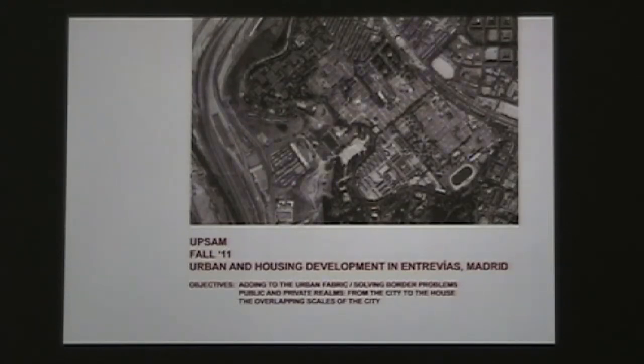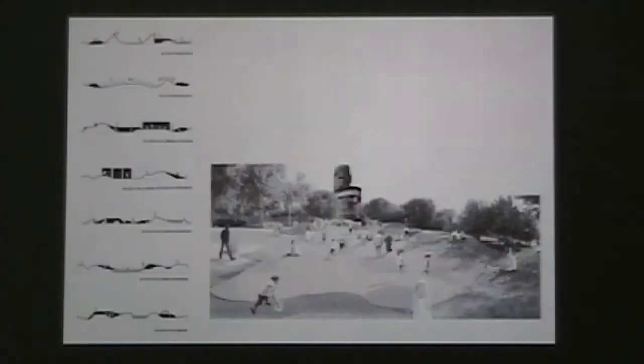doing research on how to add to the urban fabric, how to solve border problems, because you can see all these borders here was the area for the intervention, these much higher than this area. So these borders here was the proposed site for the students to work. Also, issues on public and private realms were important, and also the overlapping scales that happened in the city.